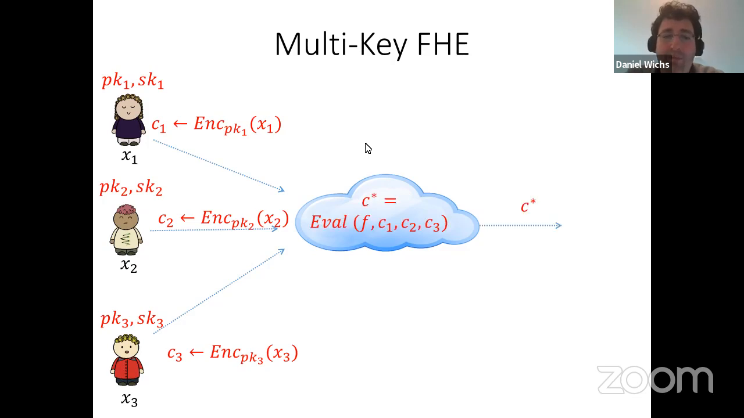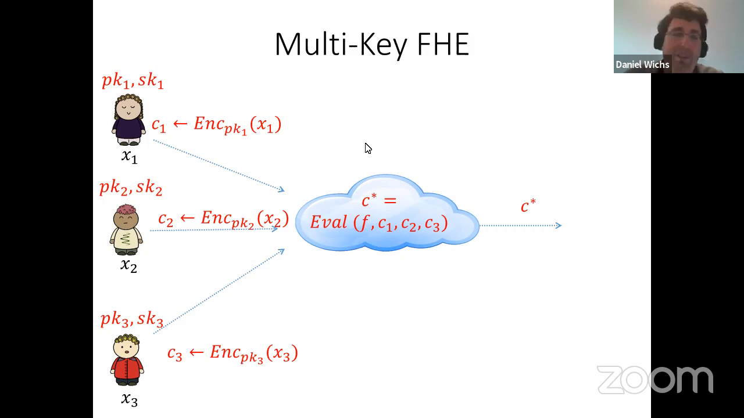So here there's a special procedure that lets you evaluate some function over the data encrypted by all these different ciphertexts that are encrypted under different keys, and derive some ciphertext C star. Now, I want C star to be an encryption of the output of the function, F of X1 up to X3, but encryption under what key? Who can decrypt C star? And if you think about it, it shouldn't be the case that any individual user should be able to decrypt this C star, because that would break the security of the other users.